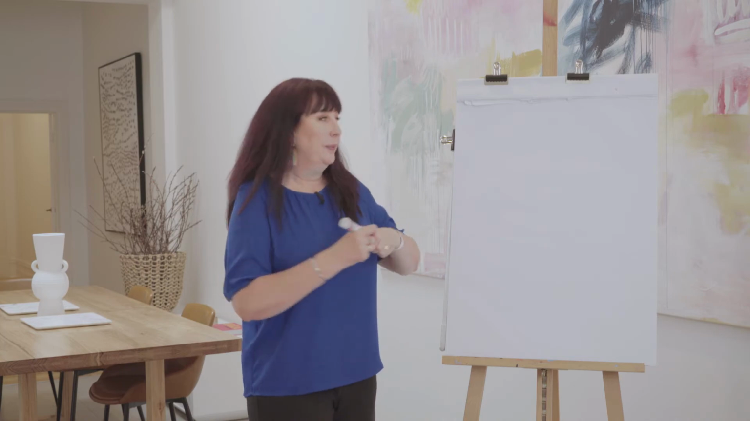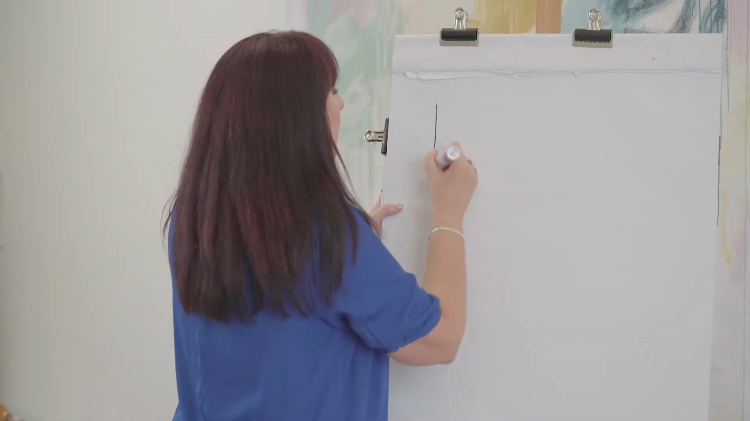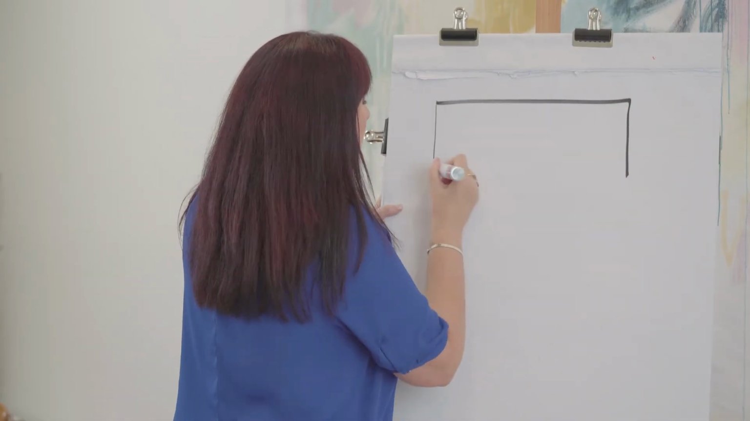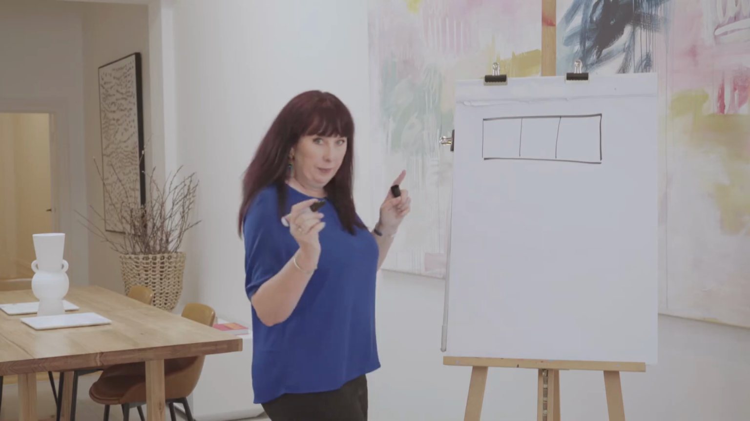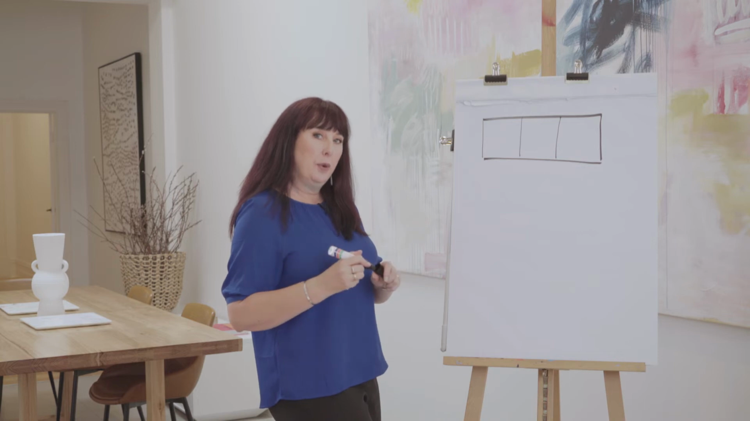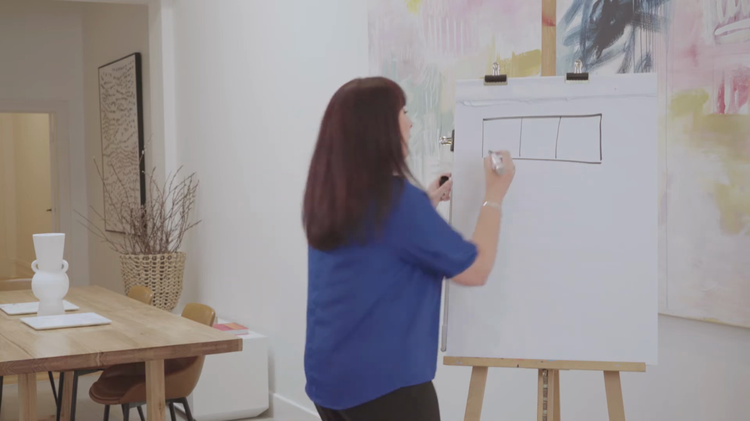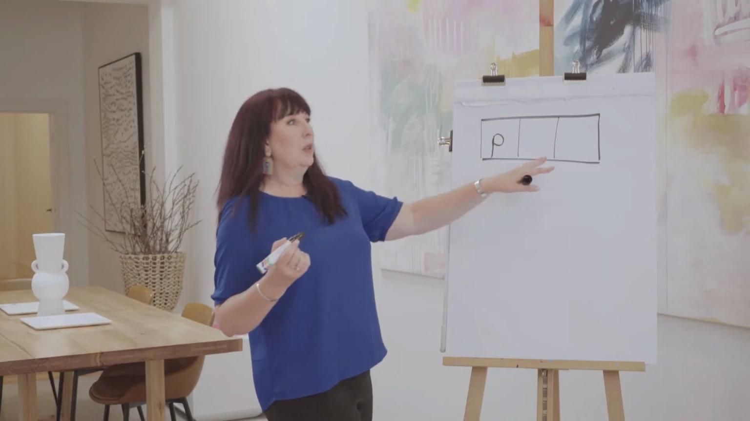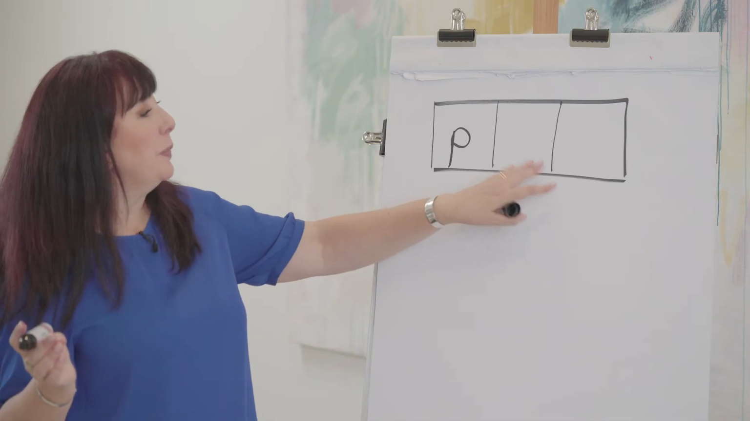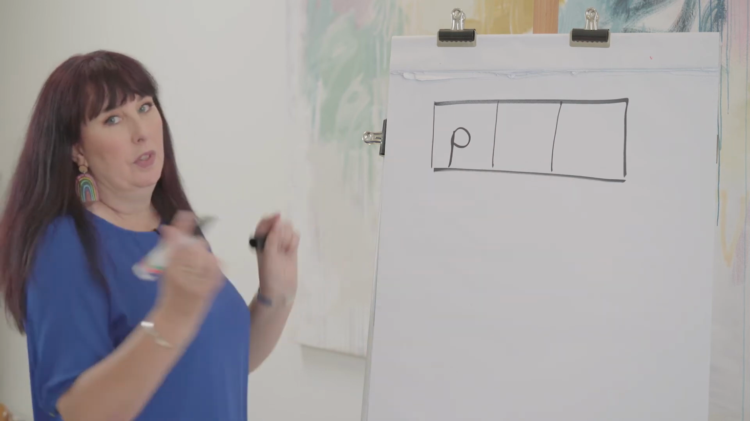They're easy. So let's draw our Elkonin boxes or sound boxes. What's the first sound in the word put? Easy peasy. What's the middle sound? Oh, that's tricky. Let's leave it for a minute. Put, t, easy.